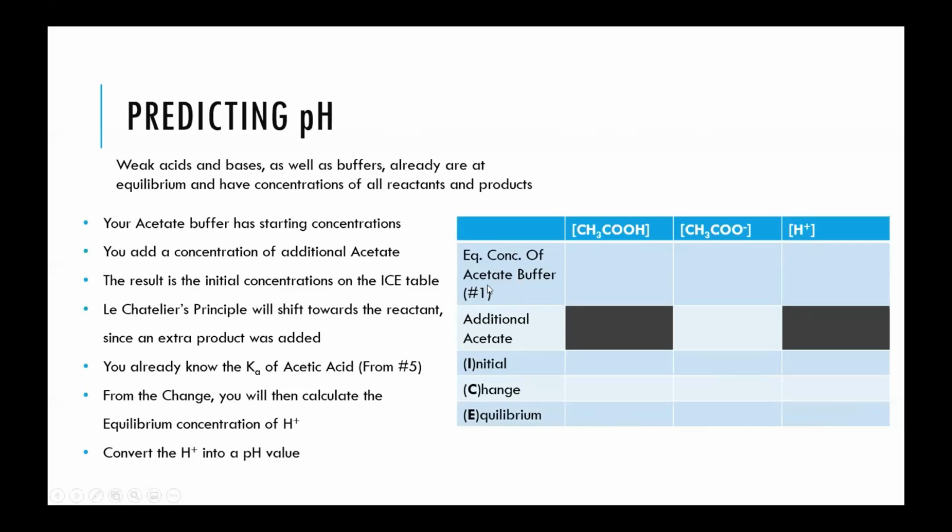So this is where you're using those concentrations from number 1, and you'll be using the Ka value that you determine in question number 5. So you're going through and determining what would be the final pH value when you add additional acetate to your acetate buffer.